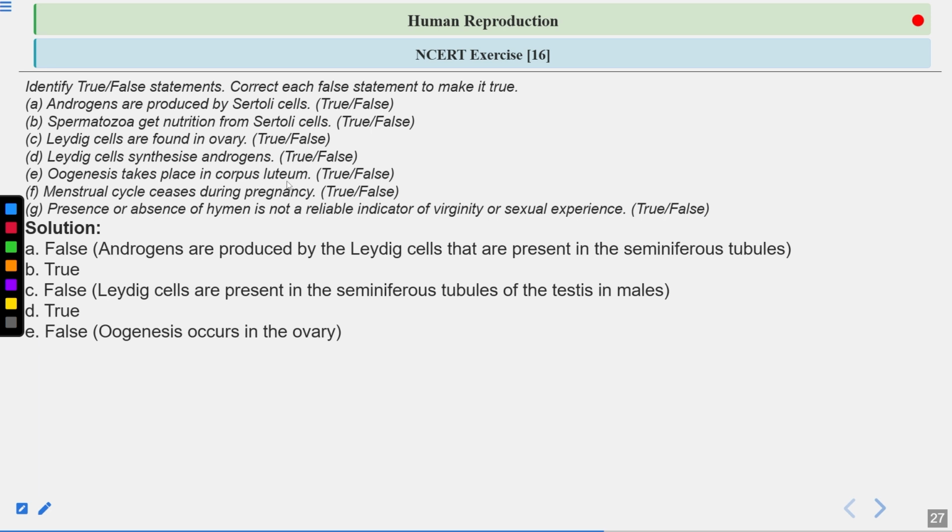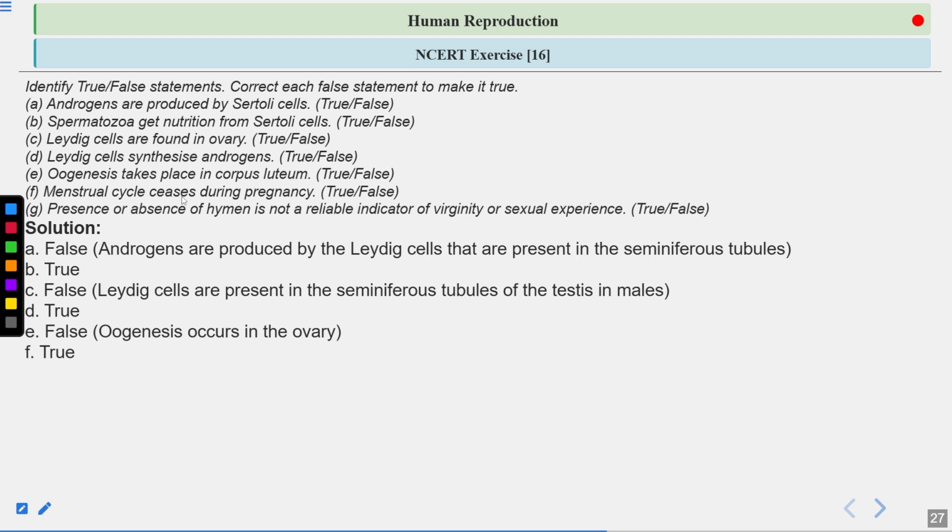The next statement: oogenesis takes place in the corpus luteum. Okay, is this statement true or false? So this is false because oogenesis occurs in the ovaries, not in the corpus luteum. Corpus luteum is a structure which is formed within the ovaries.